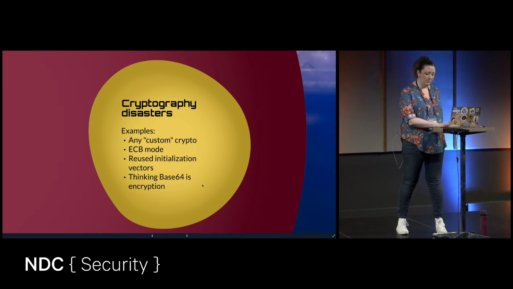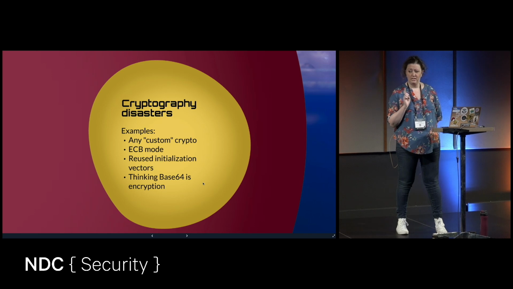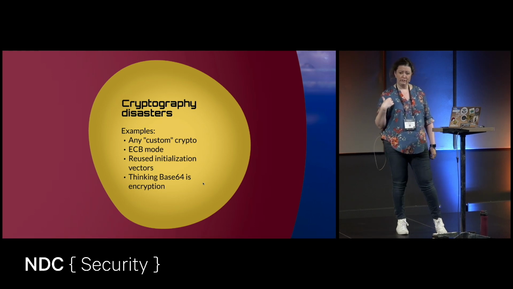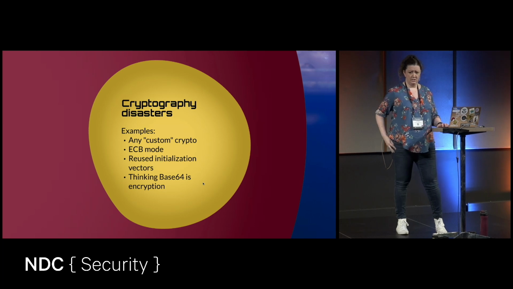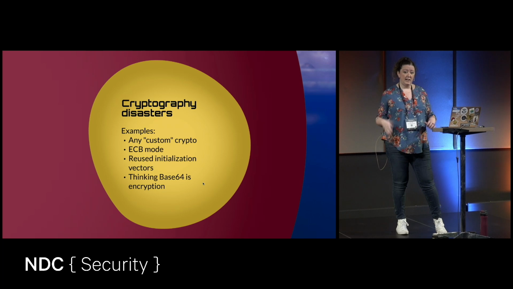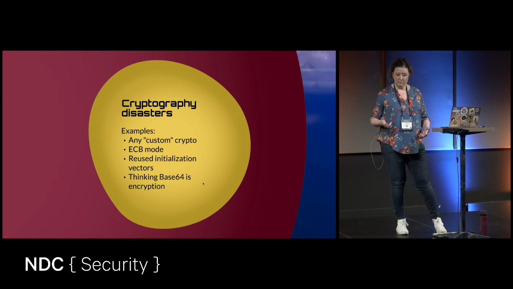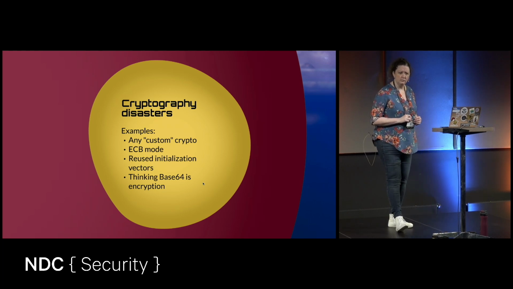Anything with ECB mode. Now that one, in the past, I have tweaked my tools to look for that, but they don't by default. So that would be a thing that you want to look for. Anytime you see an initialization vector that's hard-coded, that would be another thing that static analysis tools probably should pick up on, but I don't think they do by default. So I've also tweaked tools to do that.